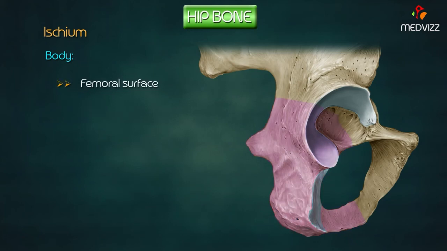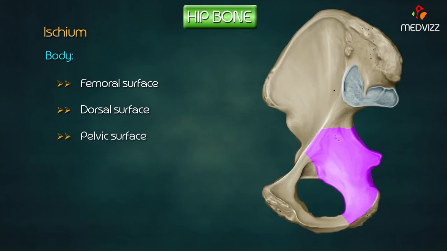Femoral surface faces downwards, forwards, and laterally. It lies between the lateral and anterior borders. The dorsal surface faces upwards, backwards, and laterally. It lies between the lateral and posterior borders. It is continuous with the gluteal surface of the ilium. Pelvic surface. It is smooth and lies between the anterior and posterior borders.